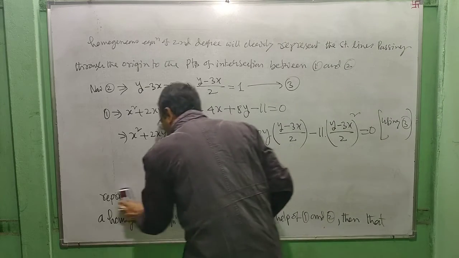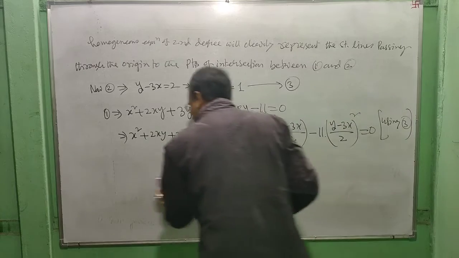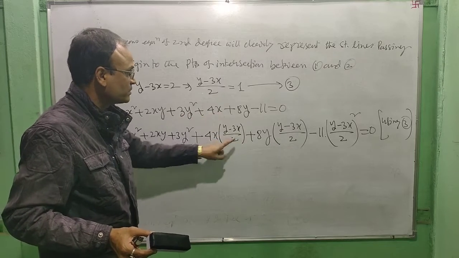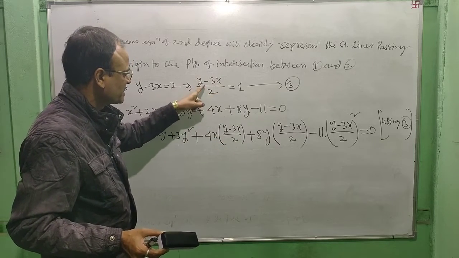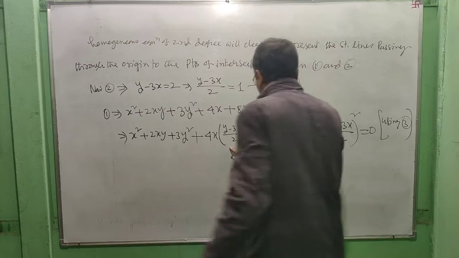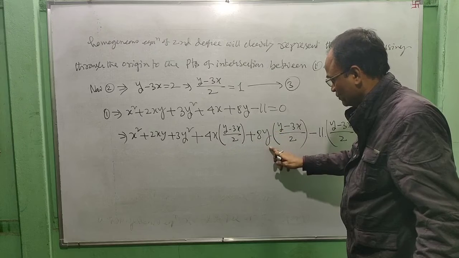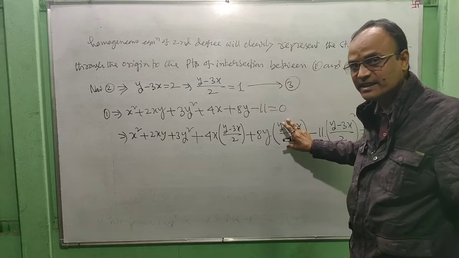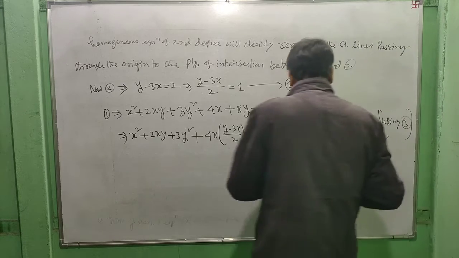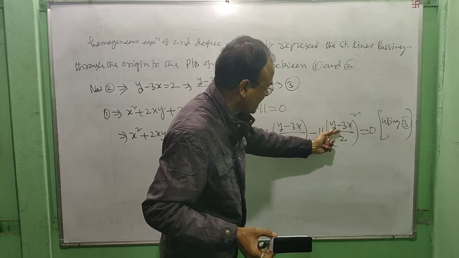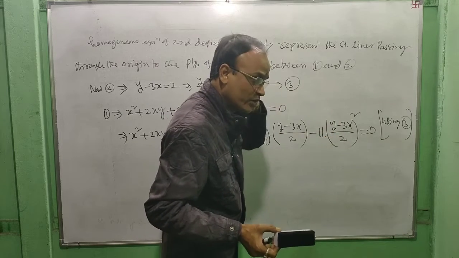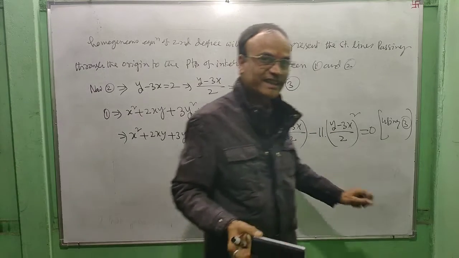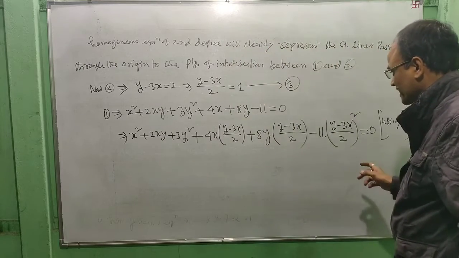Now see. 4x into 1. For 1, we have written y minus thrice x divided by 2. There is no problem. For 8y, we have written here 8y into y minus thrice x divided by 2. Since this is equal to 1, therefore, we have done no mistake. For this also, we have written 1 square. 1 square means 1. 11 into 1 is equal to 11. Using 3, we have written this. You see, this is a homogeneous equation of second degree.